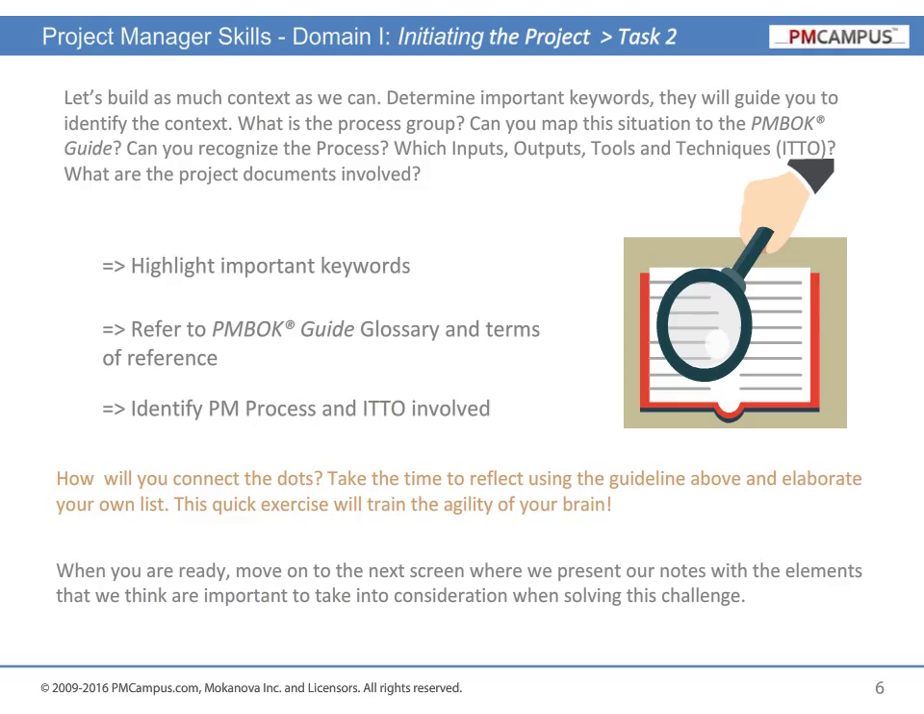Determine important keywords. They will guide you to identify the context. What is the process group? Can you map this situation to the PMBOK guide? Can you recognize the process? Which inputs, outputs, tools and techniques? What are the project documents involved? How will you connect the dots?